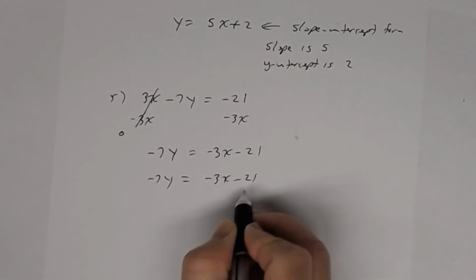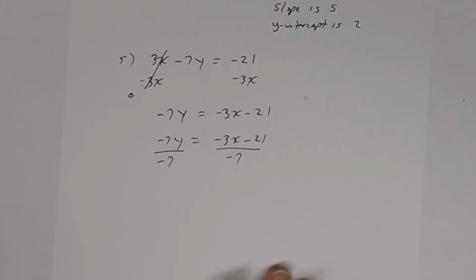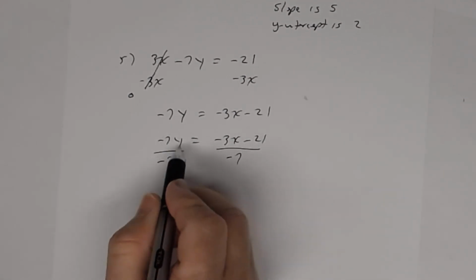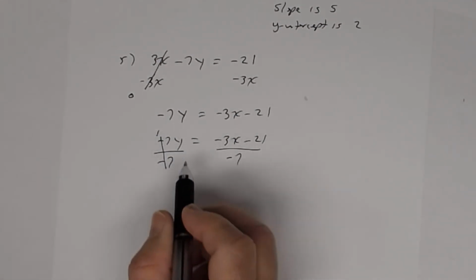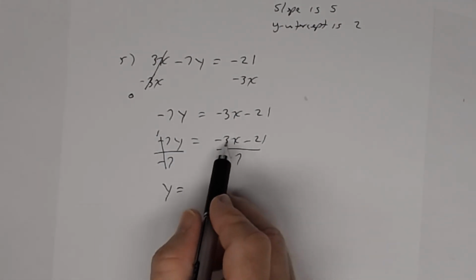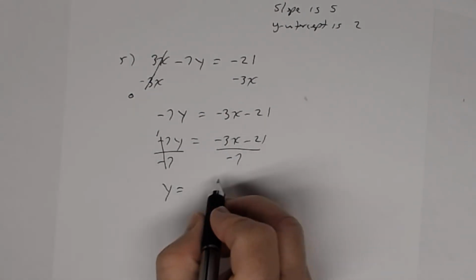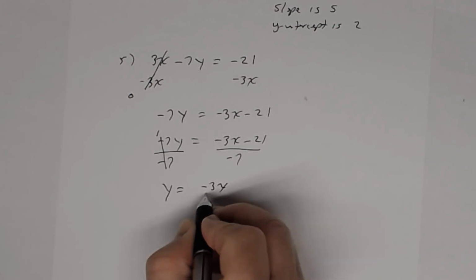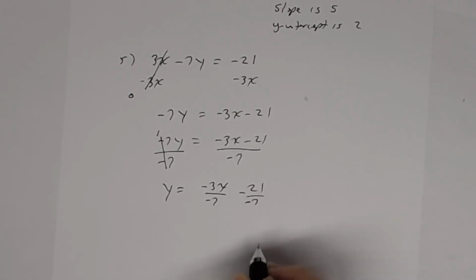Let me rewrite this over. And then we're going to divide both sides by negative 7, just like that. Let's simplify this part. Negative 7 divided by negative 7 is 1. 1 times y is y. And I get y equal. Now we're going to take each of those terms in the numerator divided by the denominator. So here's what I have: negative 3x divided by negative 7, and then minus 21 divided by negative 7.